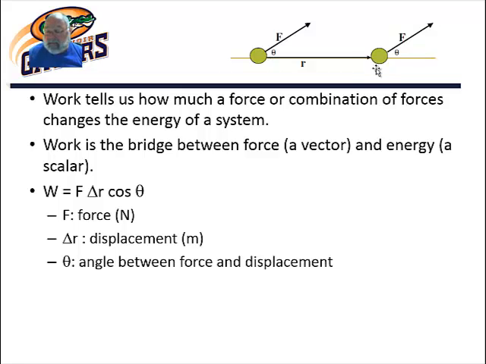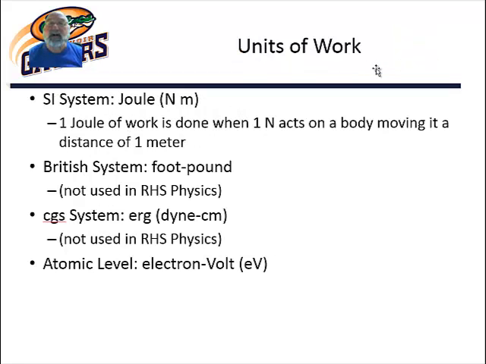Okay, next in the journey is what are the units of work? Well, force times distance. Forces are measured in newtons, distances are measured in meters. Multiply those two together, newtons times meters. Well, we give that a special name called the joule. It's named after James Joule, one of the early pioneers of work and energy. So 1 joule is the amount of work done moving a body 1 meter when you apply 1 newton of force to make that motion happen.